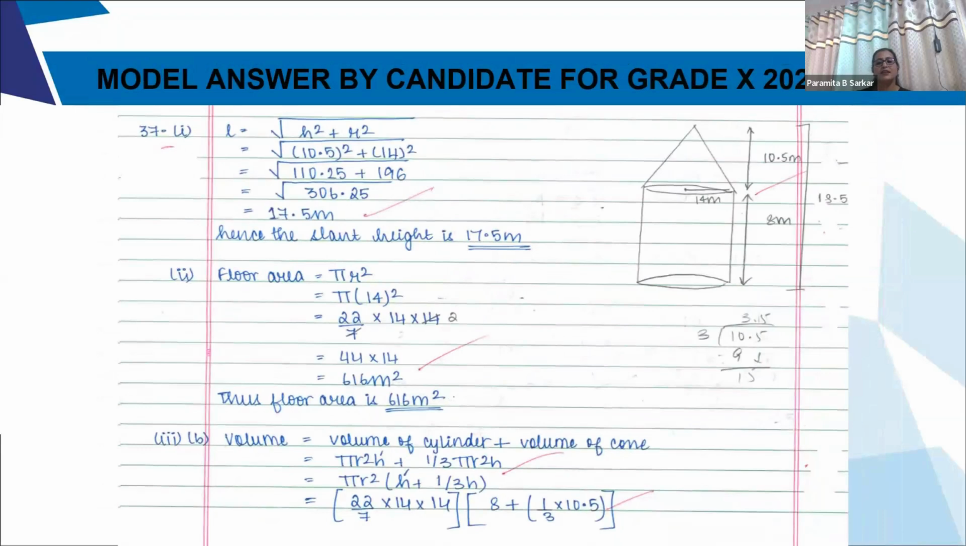Next is a case study question. Now, in case study questions, it has not been mentioned in the question paper that you have to draw the diagram. But this child has drawn the diagram and he has labeled it correctly. Because he has drawn the diagram and labeled it, he could analyze it and solve it correctly.